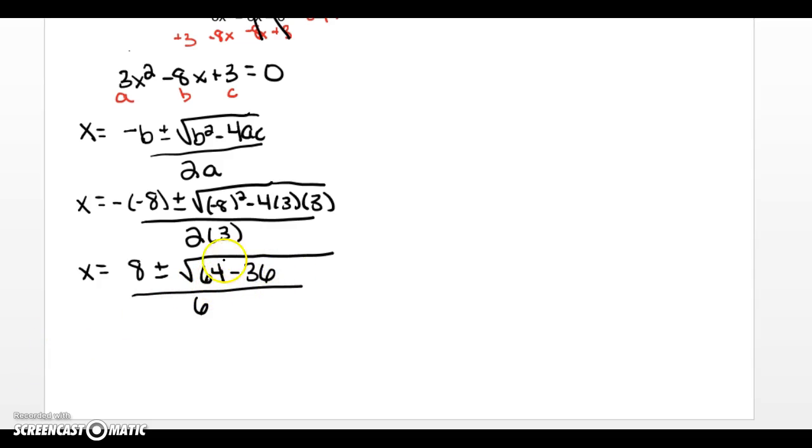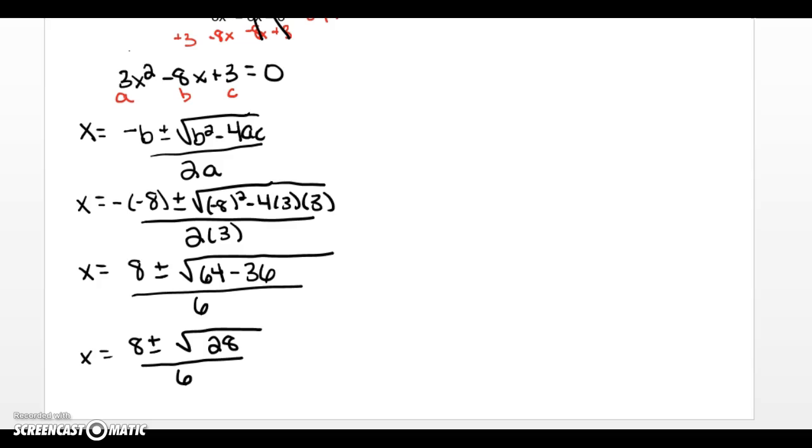Then we can simplify under our square root symbol. So we have x is equal to 8 plus or minus the square root of 64 minus 36 is 28. And that entire top there is divided by 6.